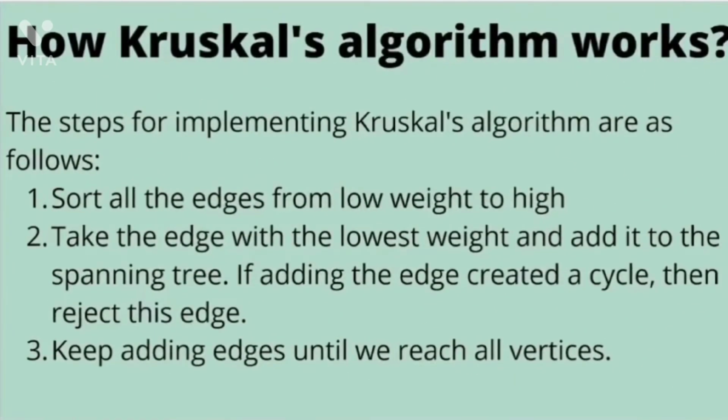We'll be given a graph and we have to sort all the edges from low weight to high, take the edge with the lowest weight and add it to the spanning tree. If adding the edge creates a cycle, then reject that edge, and keep adding edges until we reach all vertices. This can be understood through an example.